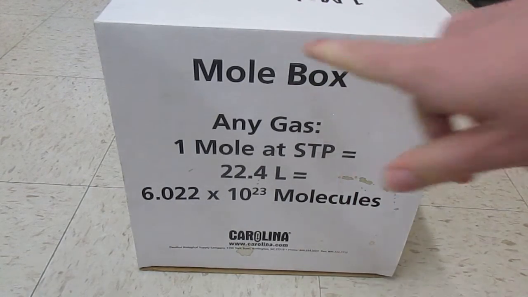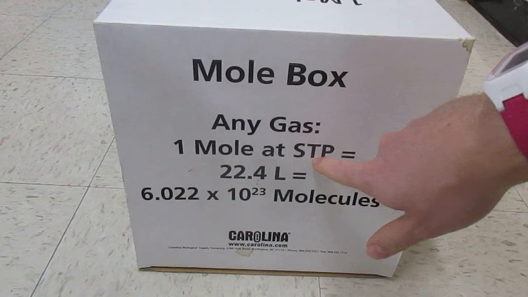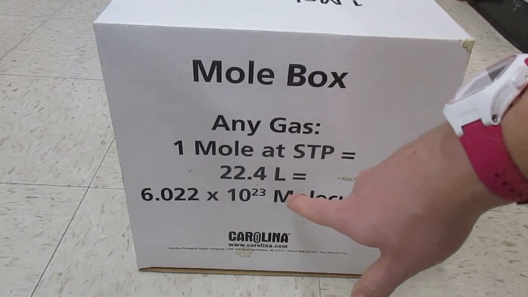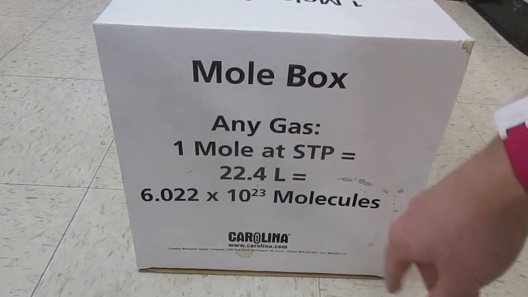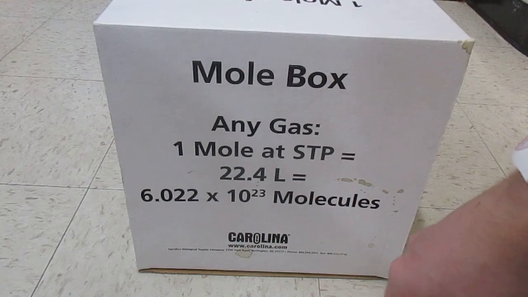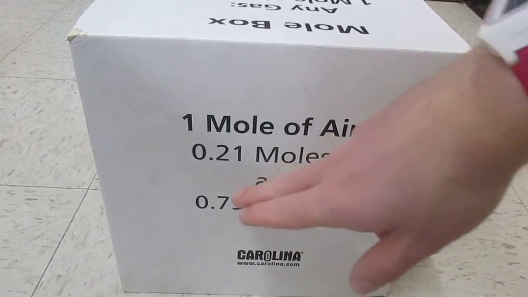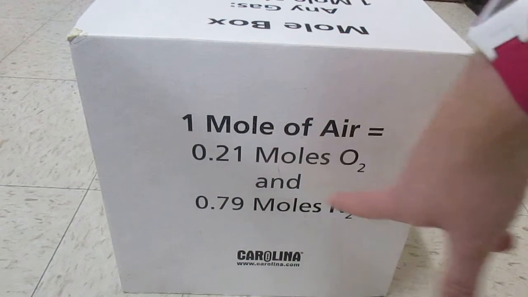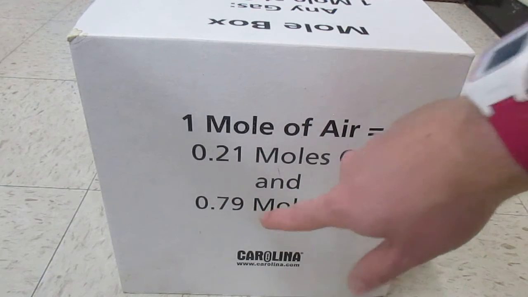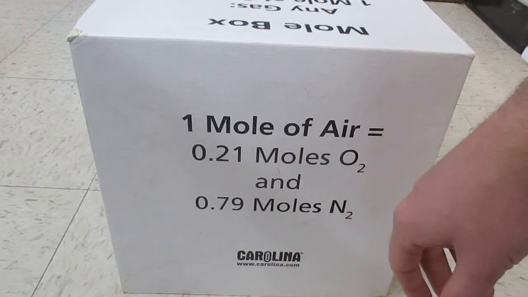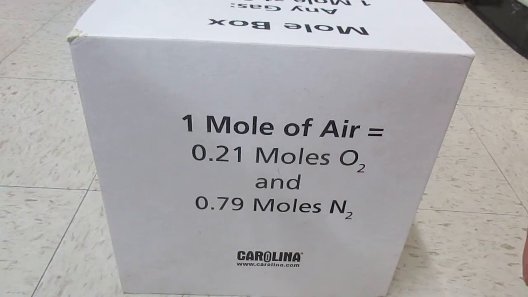For example, 1 mole at STP is 6.022 times 10 to the 23rd particles, molecules in this case, which is also equal to 22.4 liters. And some other connections that we can make is that air is roughly 20% oxygen, and of course the air is mostly nitrogen. I love this side because it's a great reminder of that fact.